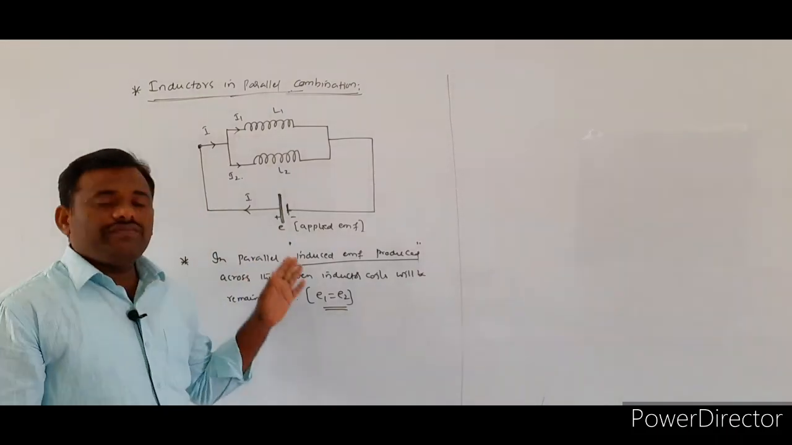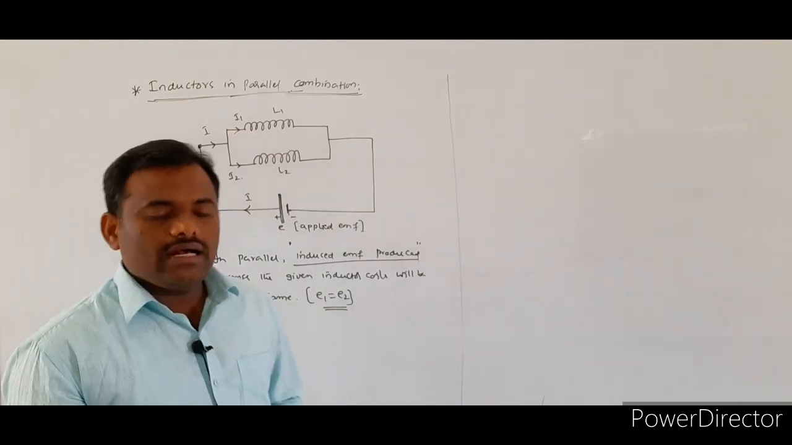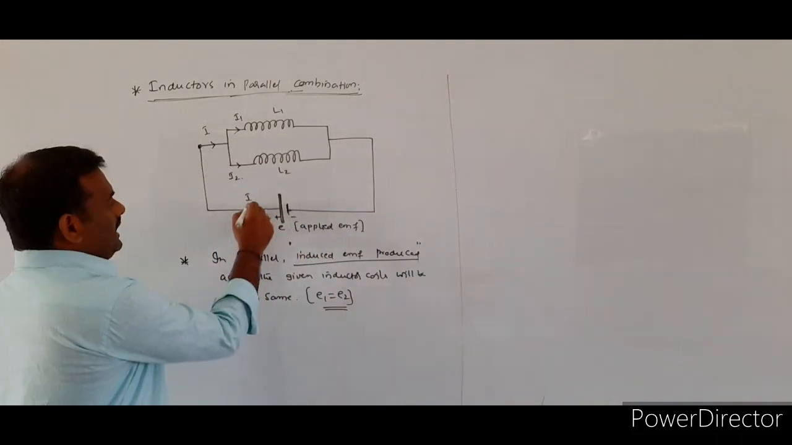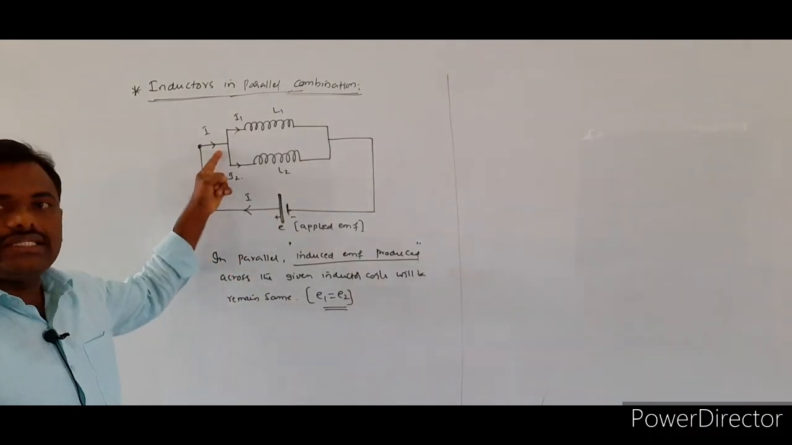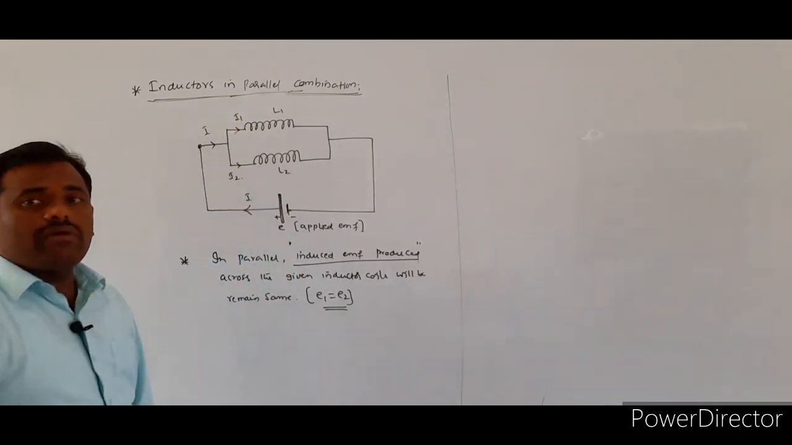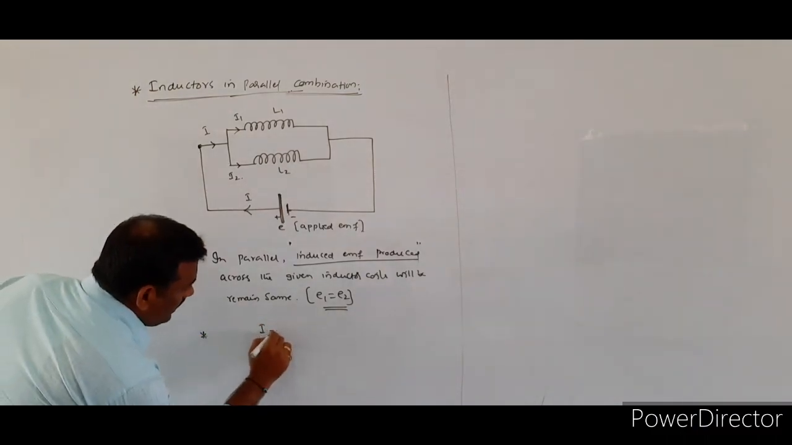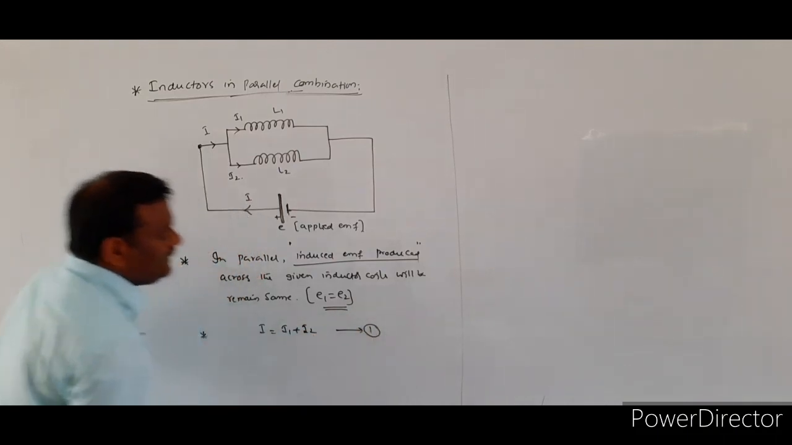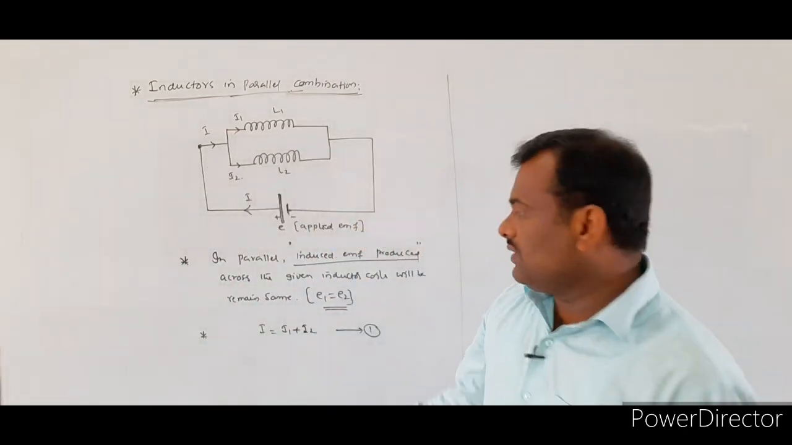Now see here, when we assume a source of EMF in the given circuit, that source of EMF will produce some electrical current, that current will come to the junction, and that current will divide as I1, I2 respectively. So whatever the main current coming to the junction of the inductor coils will be divided into two parts, so we write I is equal to I1 plus I2.